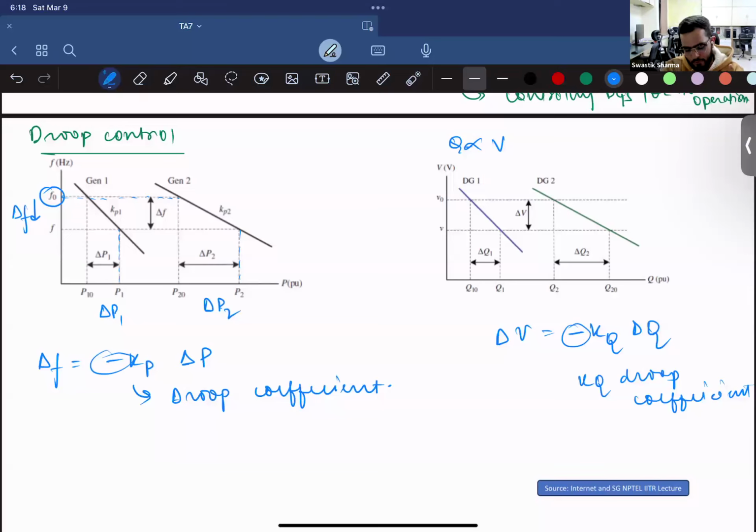Now, do you know what the assumptions were when we formulated this loop control? So you must have gone through that Newton-Raphson load flow and fast decoupled load flow, right? There we came up. Can you say the basics of droop control? What is its use? Okay.